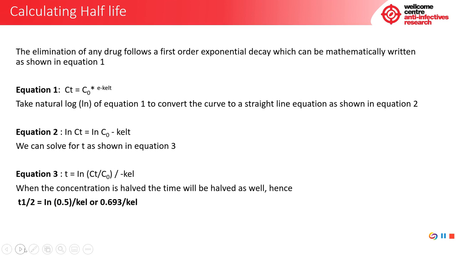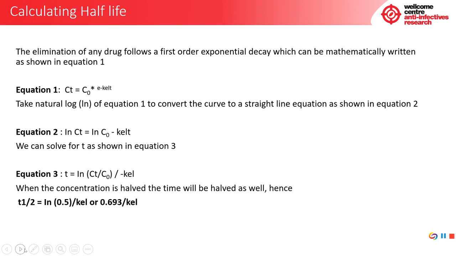Calculating the half-life. The elimination of any drug follows a first-order exponential decay, which can be mathematically written as shown in equation 1. The concentration of a drug at any time is the initial concentration multiplied by the exponent of the rate of elimination times time. If you take the natural log of equation 1 to convert the curve to a straight line equation as shown in equation 2, the equation becomes the natural log of concentration at any time t equals the natural log of the initial concentration minus the rate and the time.